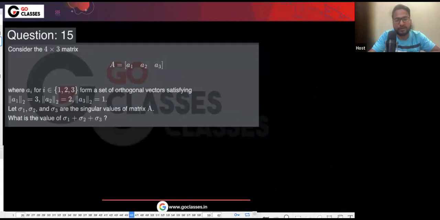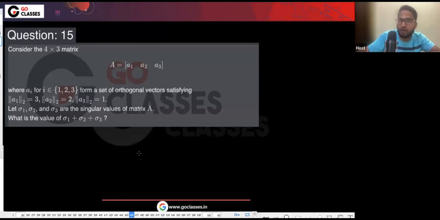Okay, now let's just see what they're saying. Consider a 4 cross 3 matrix, something like this. Form a set of orthogonal vectors satisfying the length of the first vector, length of the second, length of the third. Let sigma 1, sigma 2, sigma 3 be the singular values of this matrix. Then what is sigma 1 plus sigma 2 plus sigma 3?